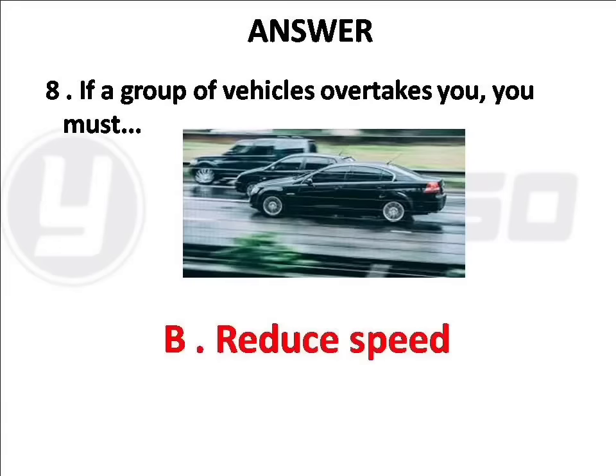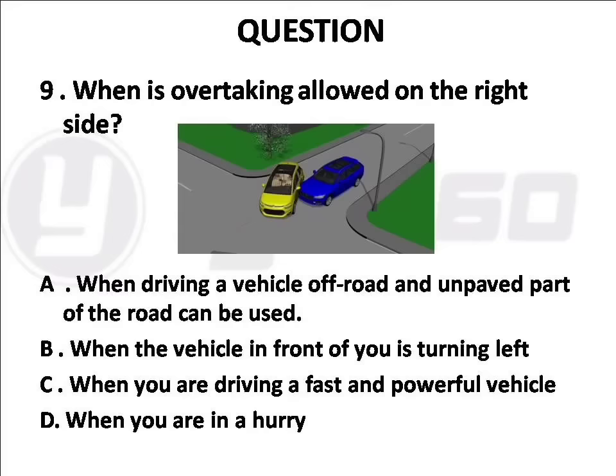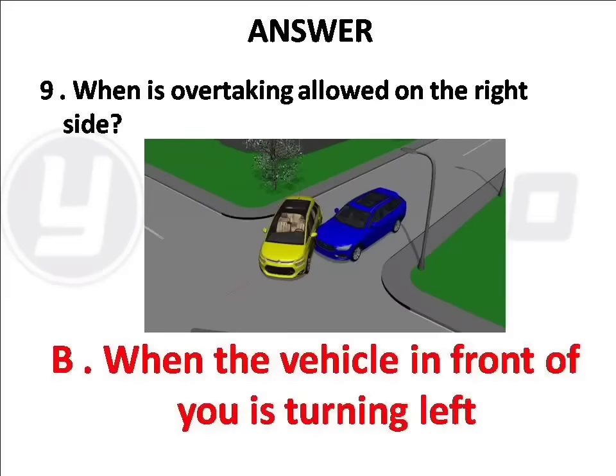Question number 9. When is overtaking allowed on the right side? The options are A. When driving a vehicle off-road and unpaved part of the road can be used, B. When the vehicle in front of you is turning left, C. When you are driving a fast and powerful vehicle, D. When you are in a hurry. Answer is option B. When the vehicle in front of you is turning left.